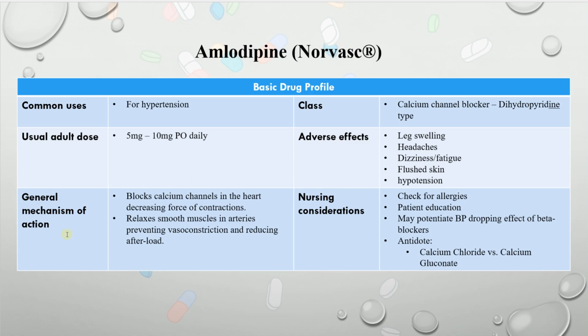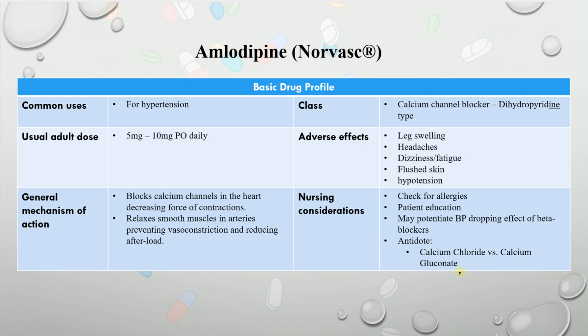General mechanism of action, it blocks the calcium channels in the heart, and therefore it decreases the force of contractions, and it also relaxes the smooth muscles in the arteries, reducing your afterload. So some of the nursing considerations, again, check for allergies, patient education, monitor BP, especially if Norvasc is given with other antihypertensive medications such as beta blockers. And the antidote for amlodipine is going to be calcium. So calcium chloride or calcium gluconate.